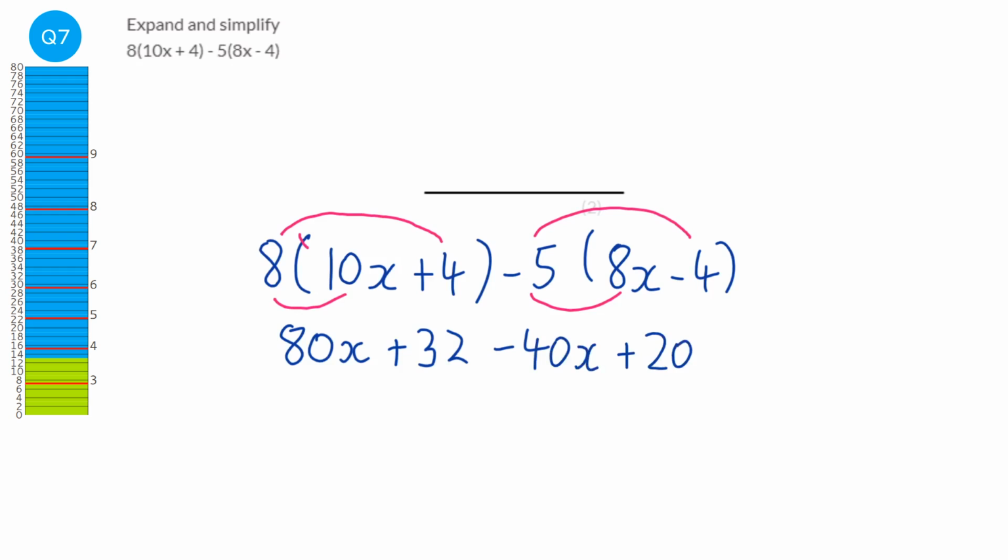A lot of students will write take away 20 there, but that is a minus 5 on the outside of the brackets there. So it's minus 5 times the minus 4 there will give you a plus 20. Then 80x take away 40x, which will give us 40x. And 32 plus 20, which would be 52. So our answer would be 40x plus 52.